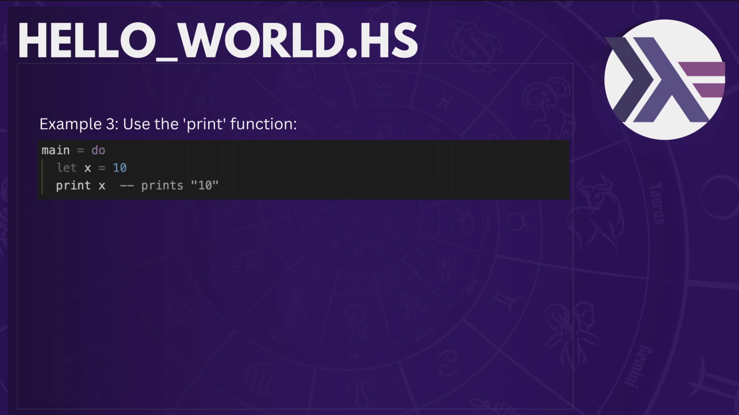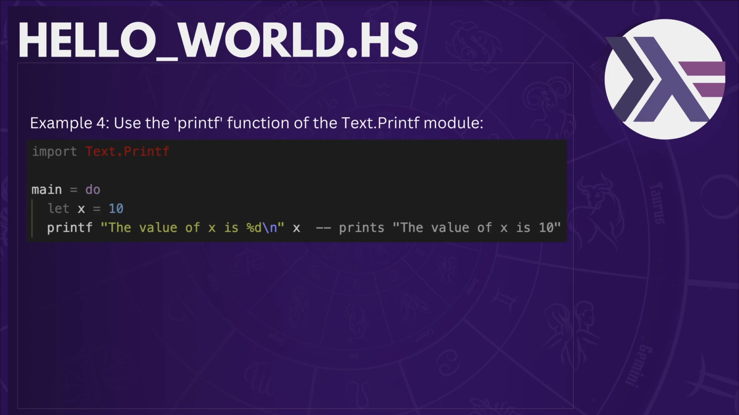Use the print function, which takes care of the format and prints a string representation of that value to the console. In this example, we import the printf function from the Text.Printf module. The printf function is a variant of the printf function from the C programming language, which allows you to format and print strings using a printf-style format string.